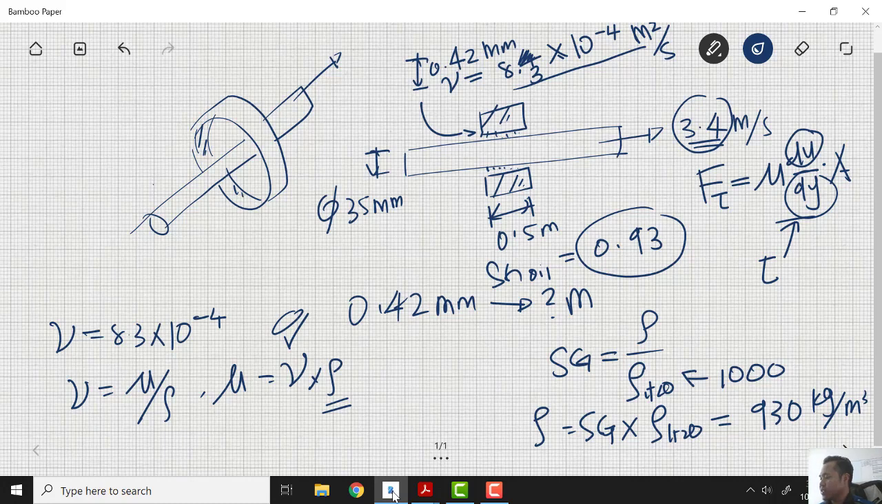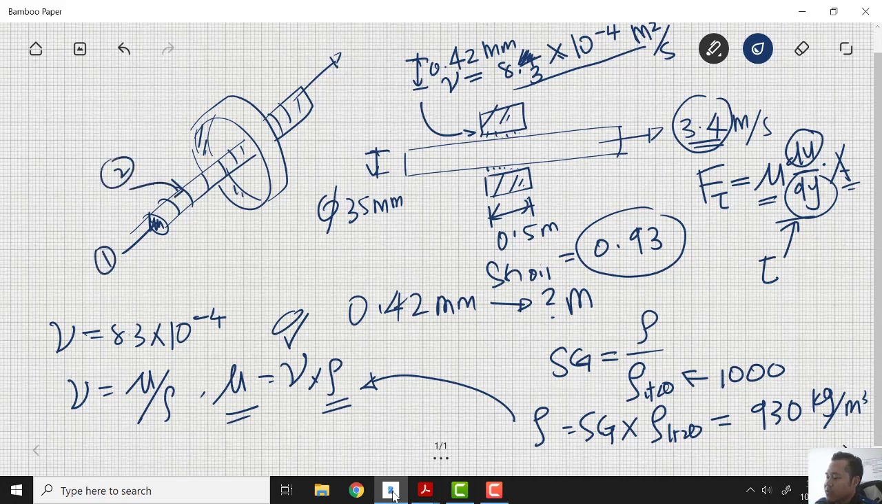Just insert the value of rho here and you will find mu, and when you find mu you can insert it here. Now, A is the area. So which area should we take? The area here, or the area that covers around the shaft? Which area is covered by oil? For example, area 1 or area 2.